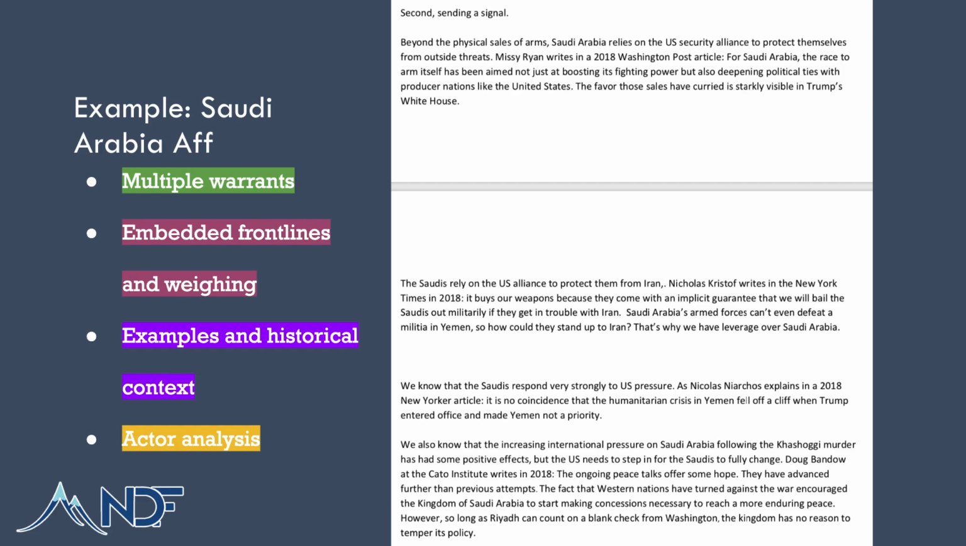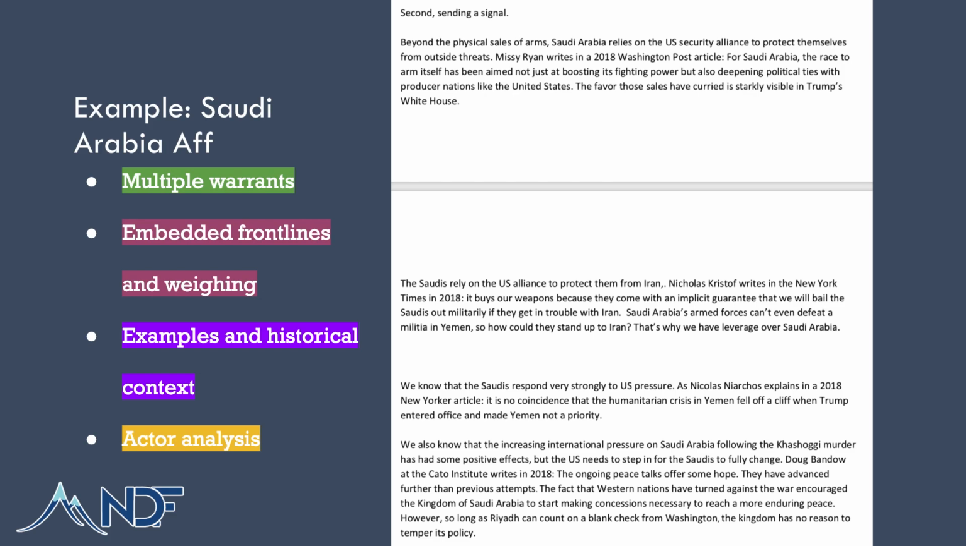Nicholas Kristof writes in the New York Times in 2018, the Saudis buy our weapons because they come with an implicit guarantee that we will bail the Saudis out militarily if they get in trouble with Iran. Saudi Arabia's armed forces can't even defeat a militia in Yemen, so how could they send it to Iran? That's why we have leverage over Saudi Arabia. We know the Saudis respond very strongly to U.S. pressure. As Nicholas Niarchos explains in a 2018 New Yorker article, it is no coincidence that the humanitarian crisis in Yemen fell off a cliff when Trump entered office and made Yemen not a priority.